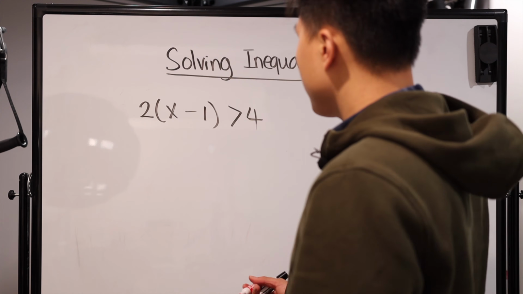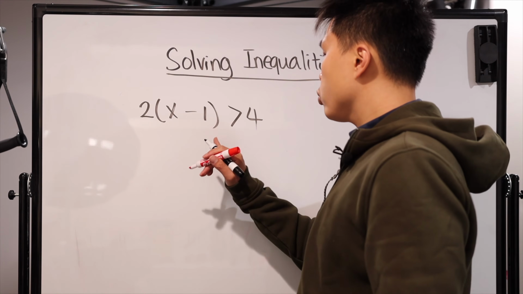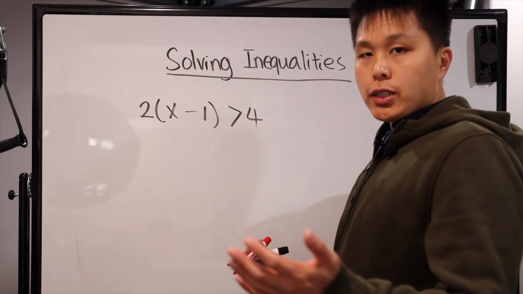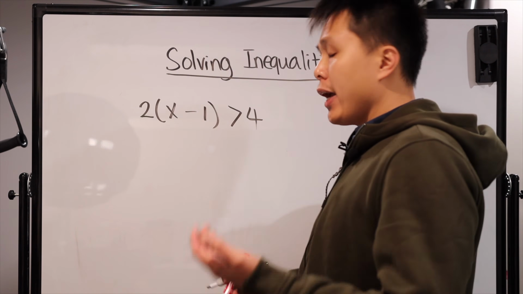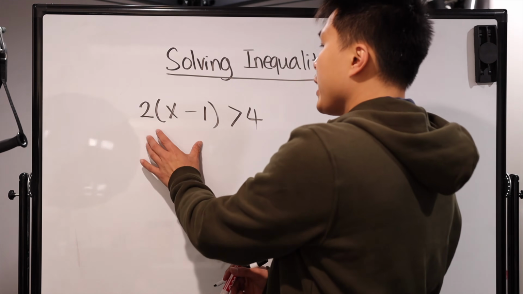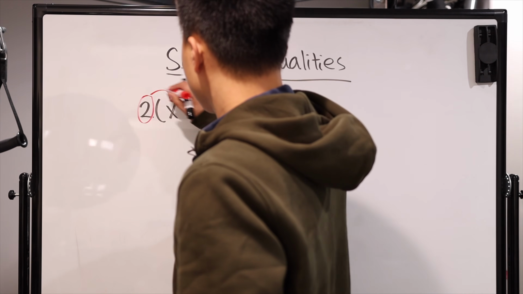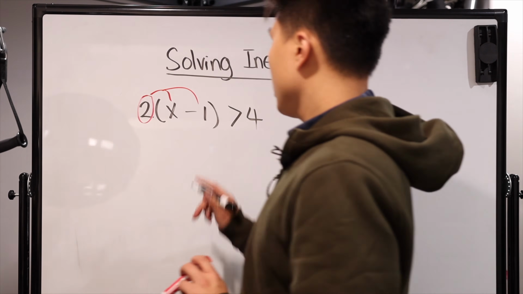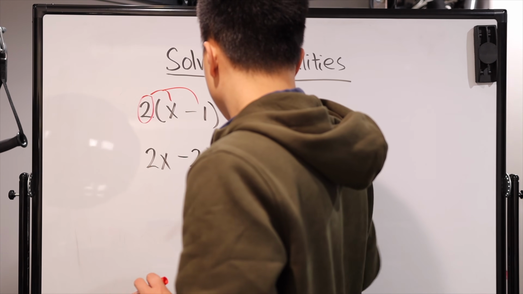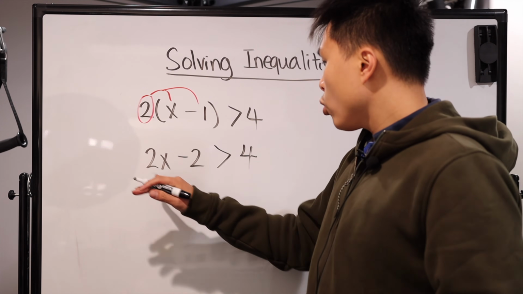All right, so the first one is fairly simple. So we're looking at this one. You have 2 times the quantity of x minus 1 is greater than 4. Now, first step, we simplify as much as we can on both sides. 4 is by itself, can't do much with that. We can simplify this using the distributive property. Basically, we're going to multiply the 2 into these two terms. So that's going to be 2x minus 2 is greater than 4. After that, you can't simplify anymore.